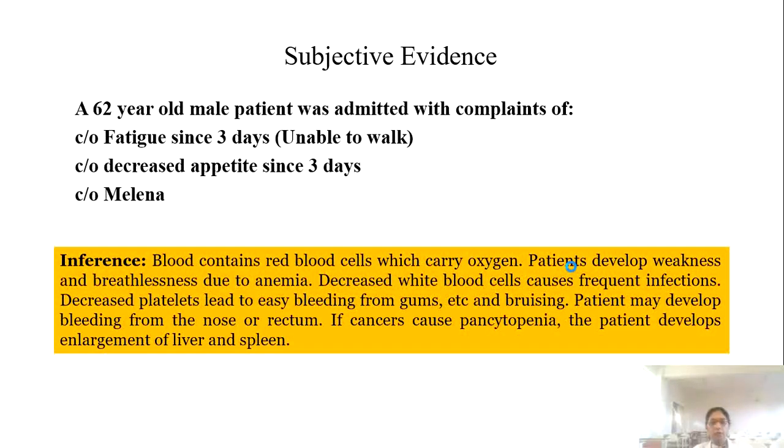Because of the reduction in the red blood cells, there will be reduced hemoglobin, and hemoglobin carries the oxygen. Whenever a patient has a deficiency of oxygen, the patient will feel weakness or breathlessness. Decreased white blood cells cause frequent infections, and decreased platelets lead to easy bleeding from the gums and bruising. There will be dots or patches on the skin seen as bruising. The patient may develop bleeding from the nose or rectum. If cancers cause pancytopenia, the patient develops an enlarged liver or spleen.